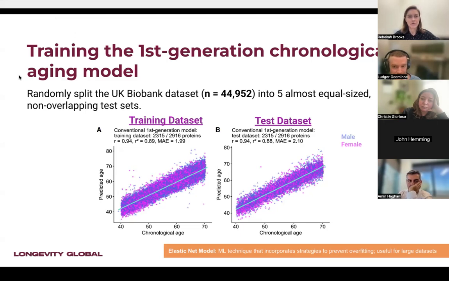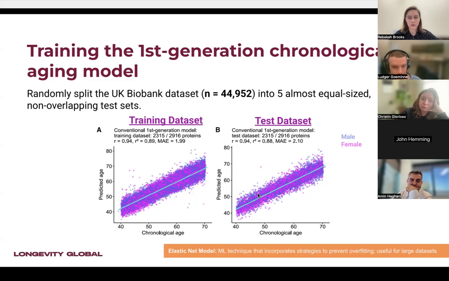First, they used a first generation chronological aging model where the UK Biobank data sets were split into about 5 equal size, non-overlapping test sets. After training, they found that this worked very well on the test data sets, where they saw a nice correlation between the predicted age and the chronological age. You can appreciate here how even for male and female patients, this worked very well.